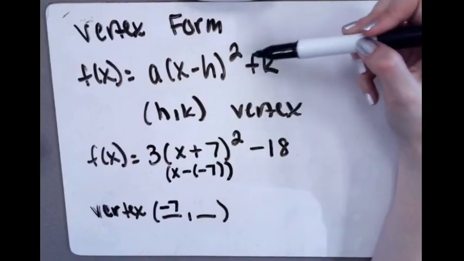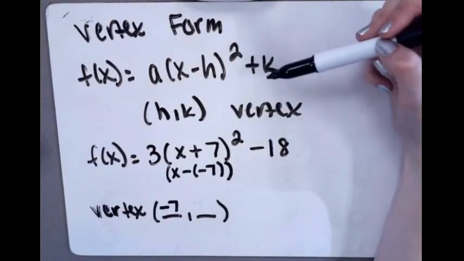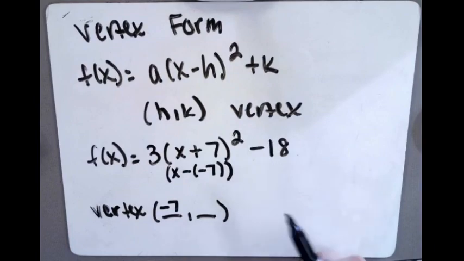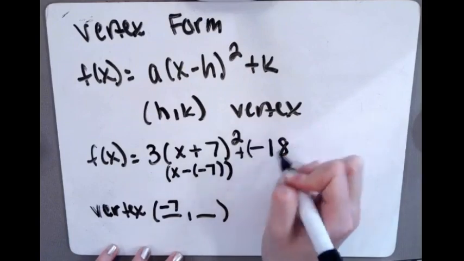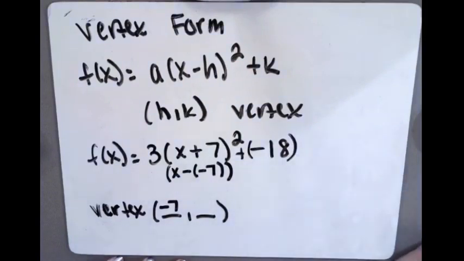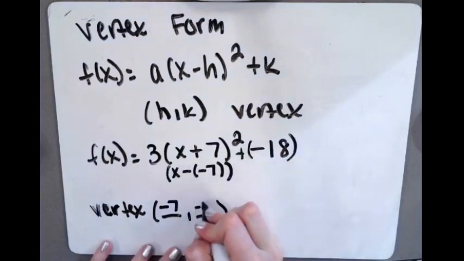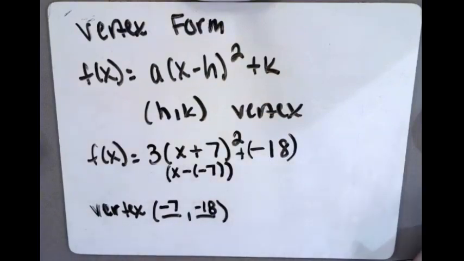The y-coordinate is whatever is being added on the outside. I don't see a plus, I only see minus 18. But subtracting 18 is the same thing as adding negative 18. So what's being added on the outside is negative 18. So negative 18 is the y-coordinate of the vertex.